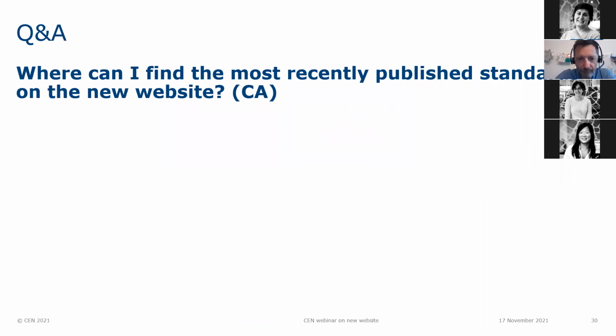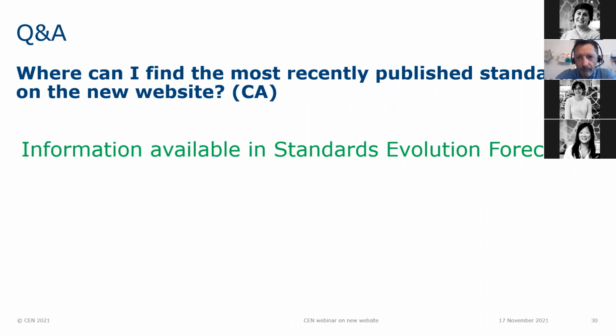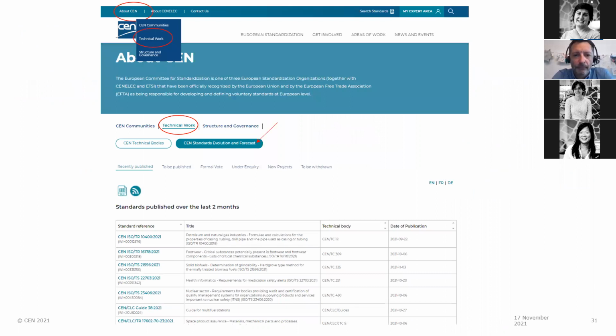The next one is, where can I find the most recently published standards on the website? And that you can find on the top menu. If you go on About CEN, yes, the information is available indeed in the Standards Evolution Forecast. So on the top menu, when you go on About CEN, you have the Technical Work submenu, and then you have there the CEN Standards Evolution and Forecast.